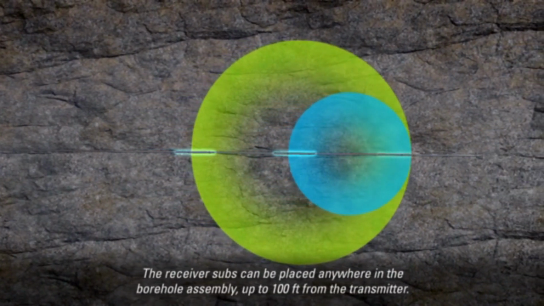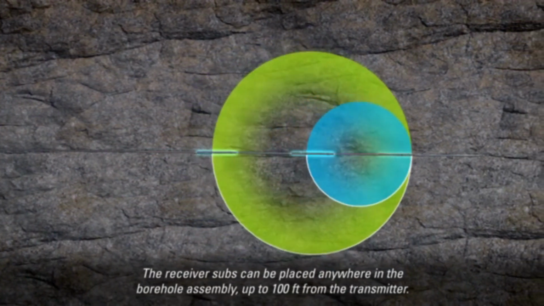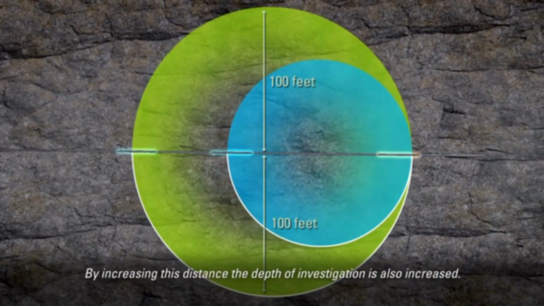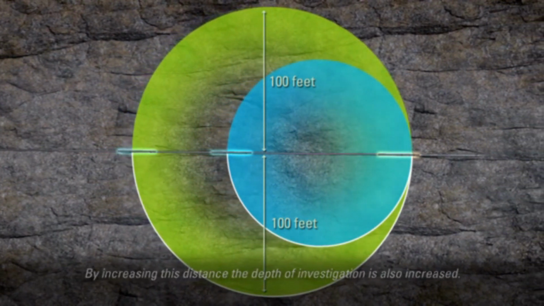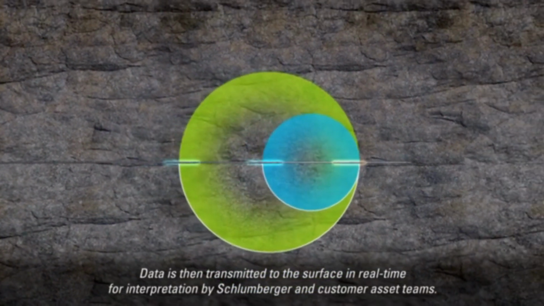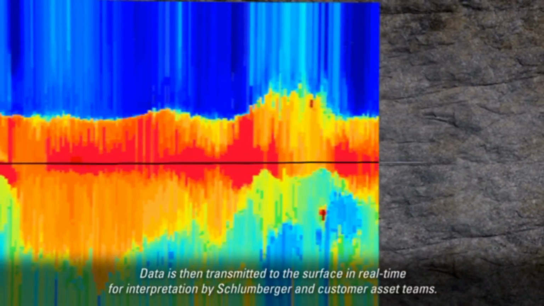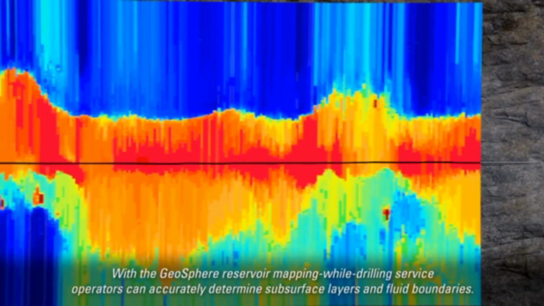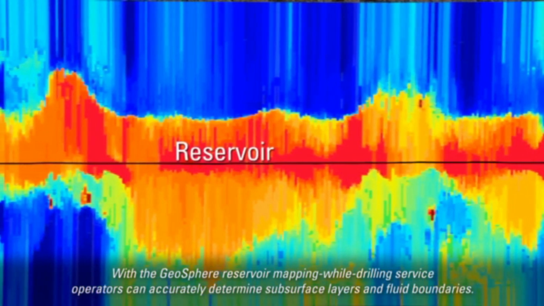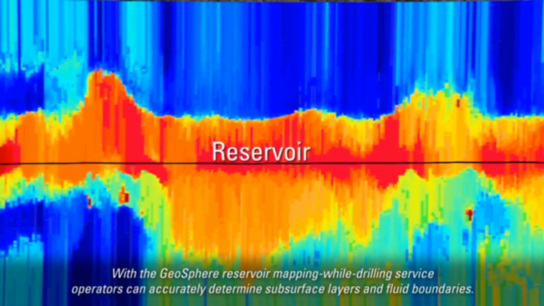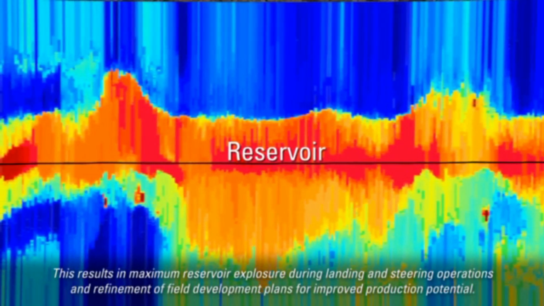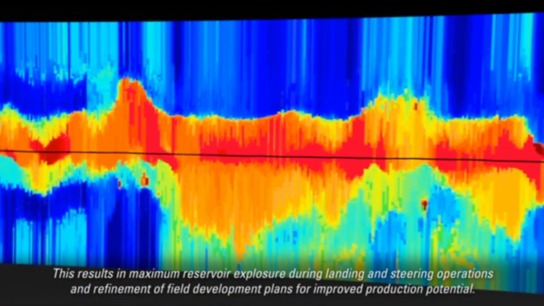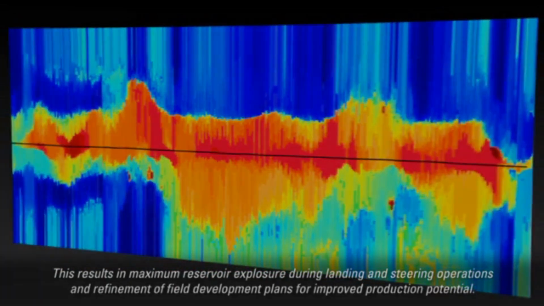The receiver subs can be placed anywhere in the borehole assembly up to 100 feet from the transmitter. By increasing this distance, the depth of investigation is also increased. Data is then transmitted to the surface in real time for interpretation by Schlumberger and customer asset teams. With the Geosphere Reservoir Mapping While Drilling service, operators can accurately determine subsurface layers and fluid boundaries. This results in maximum reservoir exposure during landing and steering operations, and refinement of field development plans for improved production potential.